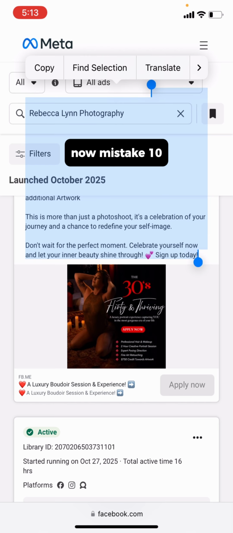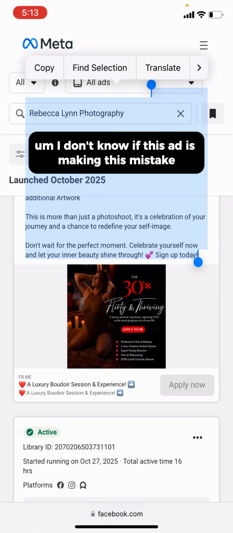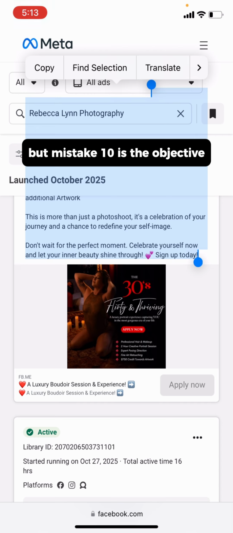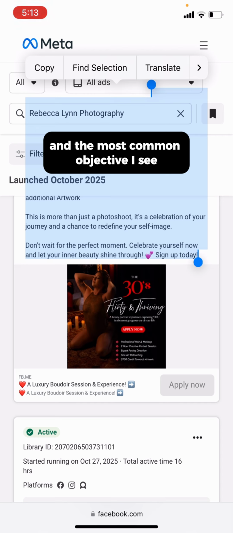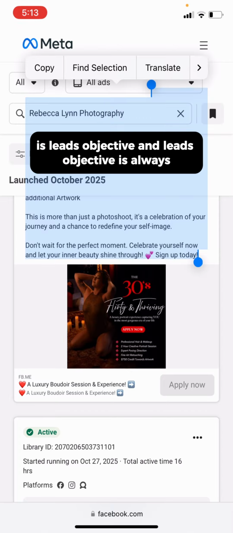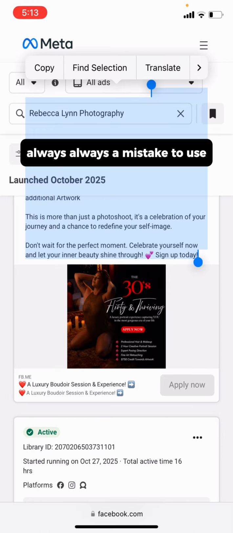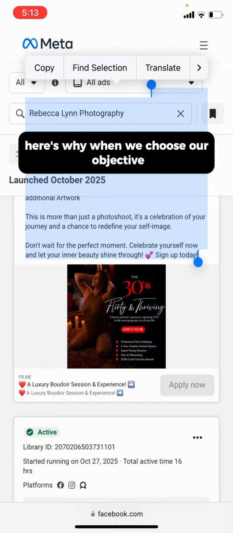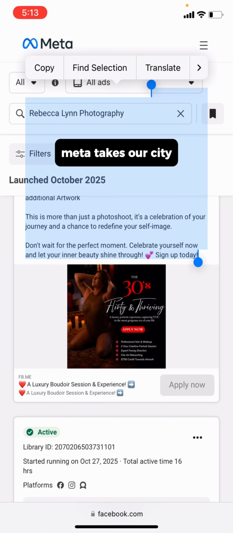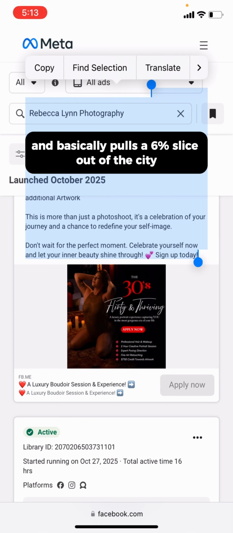Now mistake 10. I don't know if this ad is making this mistake, but mistake 10 is the objective. And the most common objective I see boudoir Facebook ad runners using is a leads objective. And a leads objective is always, always, always a mistake to use. It's always the wrong objective. Here's why. When we choose our objective, Meta takes our city and basically pulls a 6% slice out of the city.